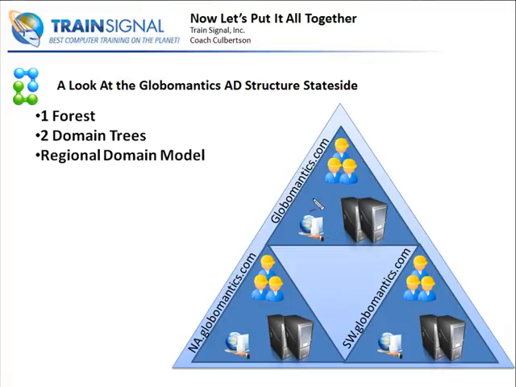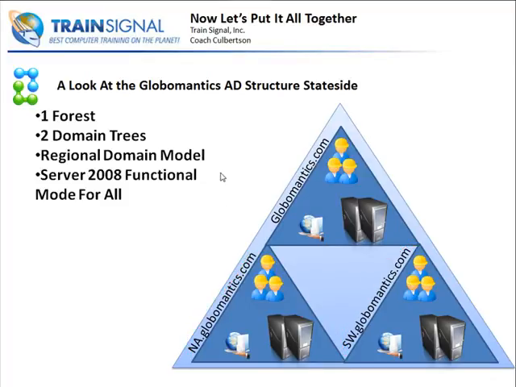So Globomantics.com is going to be our forest root domain. We're going to have 2 trees, na.globomantics.com and then sw.globomantics.com as well. These 2 trees and the domains in those 2 trees actually represent the 2 different locations, na.globomantics.com being in Chicago and sw.globomantics.com being in Texas.